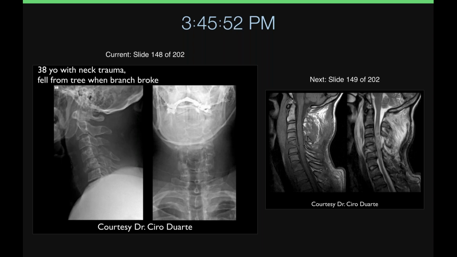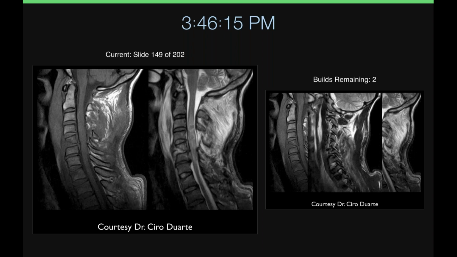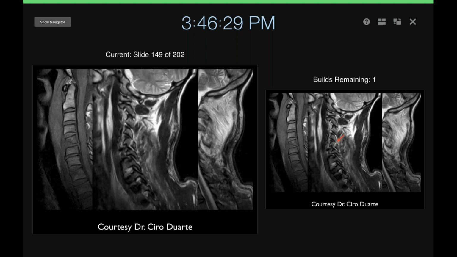38 years old with neck trauma, fell from a tree. Only kids should climb trees. So at C5 there is increased prevertebral soft tissue and a C5 fracture, an anterior inferior corner fracture. The cord is thickened. Increased signal could be contusion and hematoma within the cord, and lots of posterior changes. So it's acute and unstable.